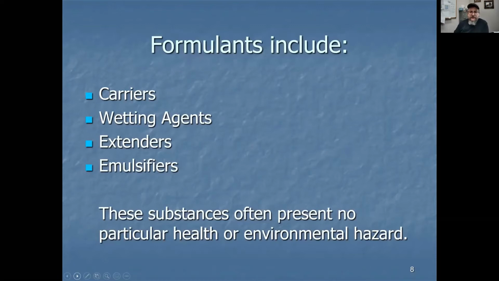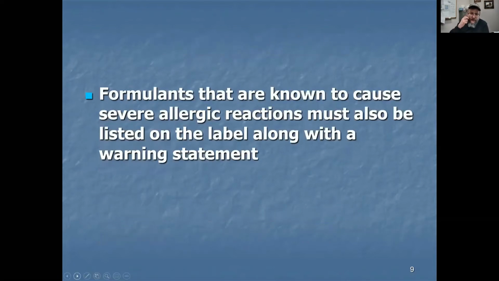Formulants include carriers, wetting agents, extenders, and emulsifiers. These substances often present no particular health or environmental hazard. However, formulants that are known to cause severe allergic reactions must also be listed on the label along with a warning statement. So normally the label won't list all of the ingredients in all the formulants unless they're known to cause allergic reaction. Okay, and then the label will mention those.